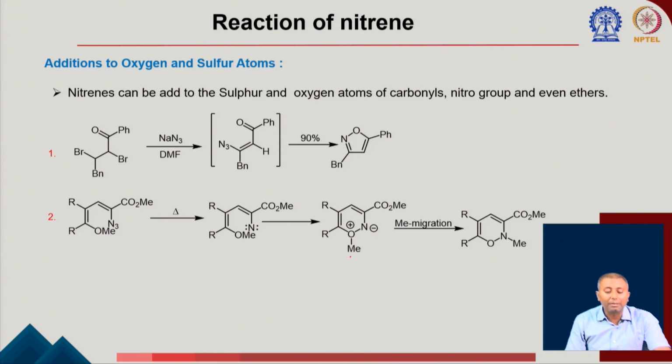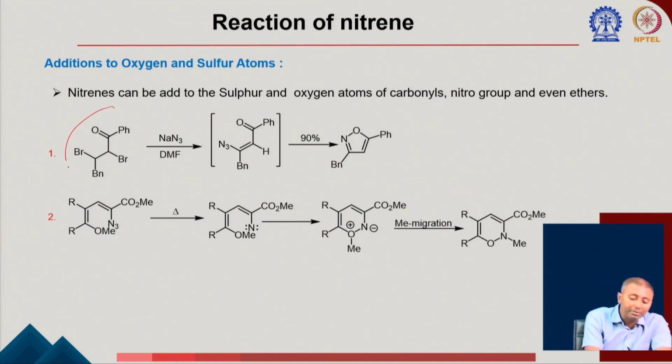And then you can see some reactions with oxygen and sulfur atoms. We have learned about this chemistry when we talked about carbene. If you remember, we talked about halide chemistry, where the oxygen lone pair of a carbonyl group interacts with a carbene, and then they can participate in a 3+2 cycloaddition reaction. Here something similar is going to happen.